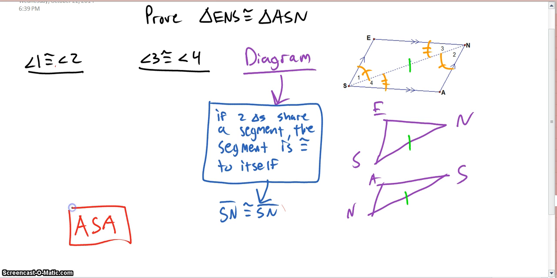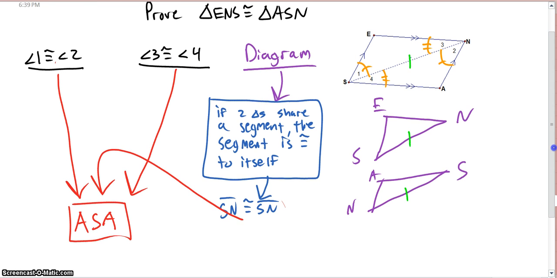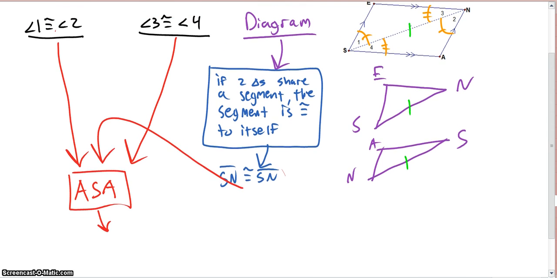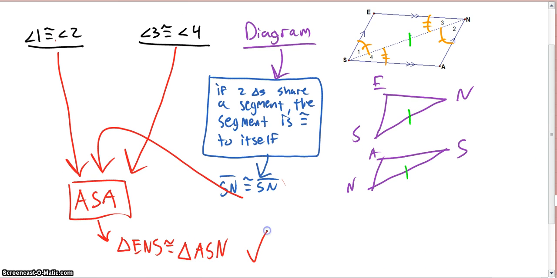But in order to do that, again, I need my specific angle. There's my angle and side, or angle, side, angle, going into this box. Now, what comes out is a general conclusion, which in this case is the conclusion that I want to reach, that triangle ENS is congruent to triangle ASN. And there is my proof by ASA with a diagram step.